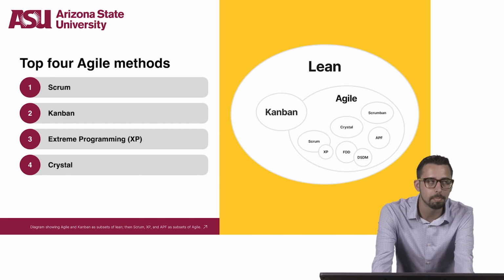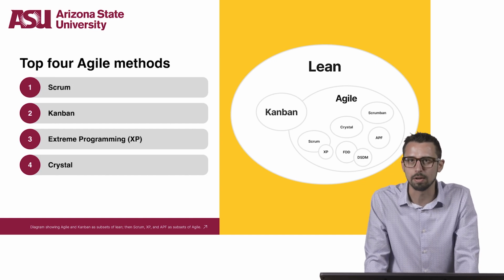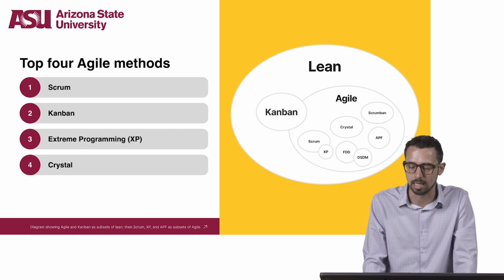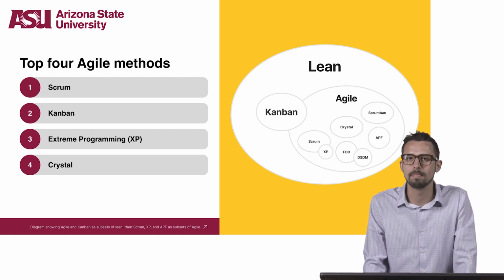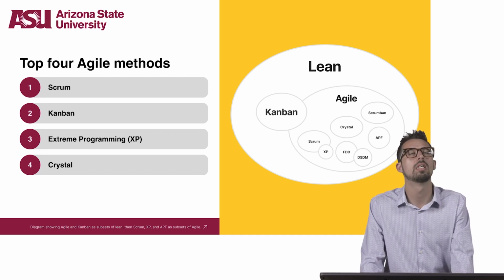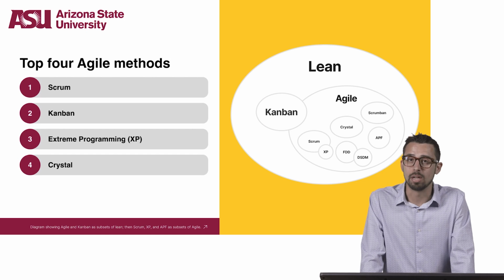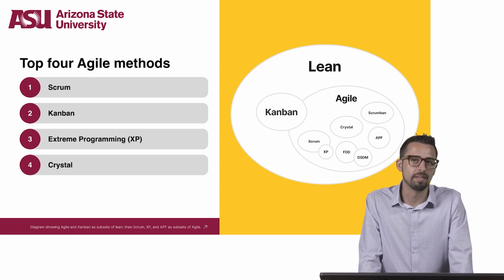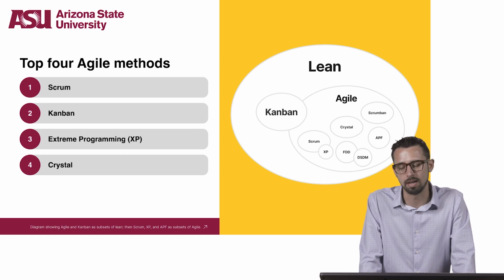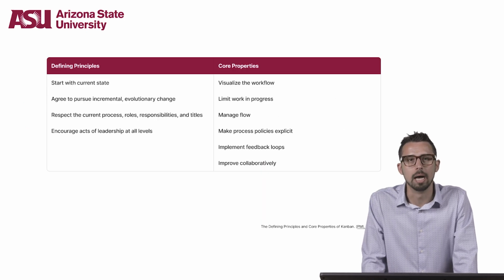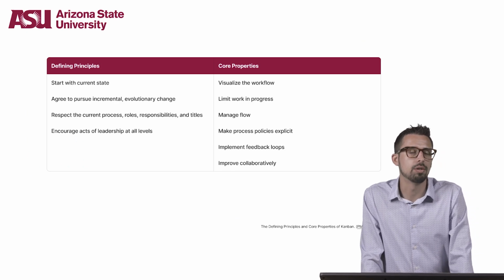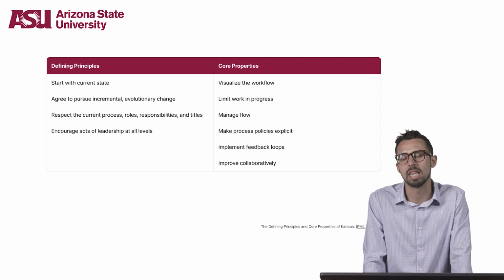If you jump in a time machine with me for a moment and think back to lecture 2.2 where I showed you this slide, it's important to remember that while Kanban is an agile methodology, it is primarily derivative of lean thinking, which we'll cover a little bit in another module. This table shows the defining principles and core properties of the Kanban method.